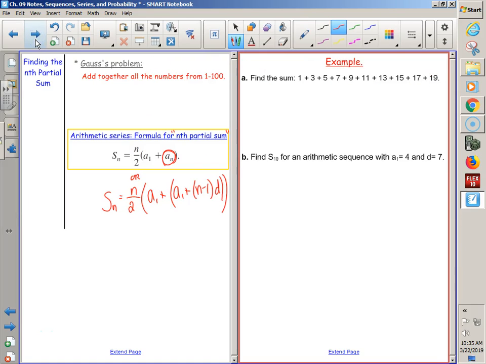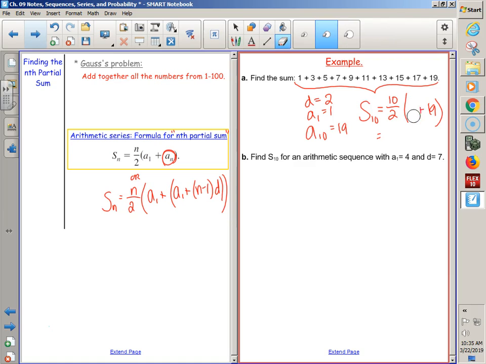But here's how the formula works. If we want to add all these together, our common difference is 2, our a sub 1 is 1, and if we counted 1, 2, 3, 4, 5, 6, 7, 8, 9, 10, our a sub 10 is 19. We want our 10th partial sum, plugging in our formula: 10 over 2 times 1 plus 19.